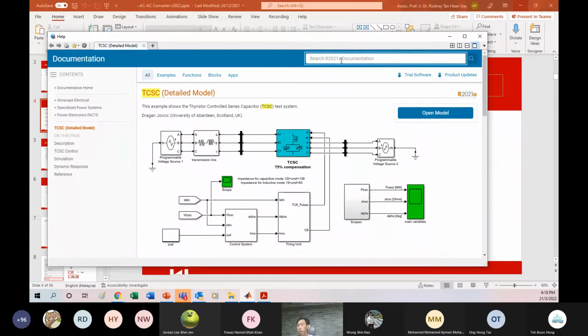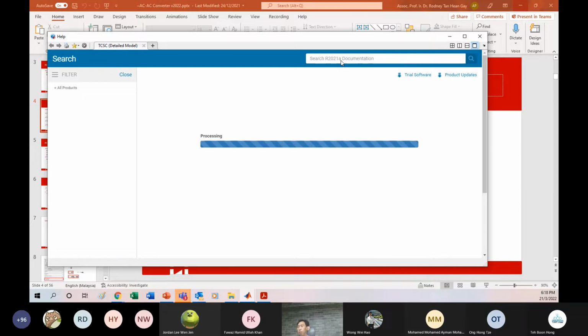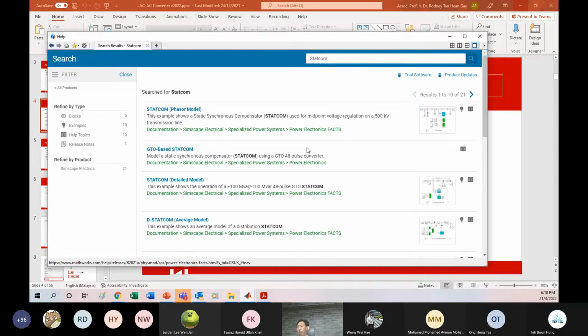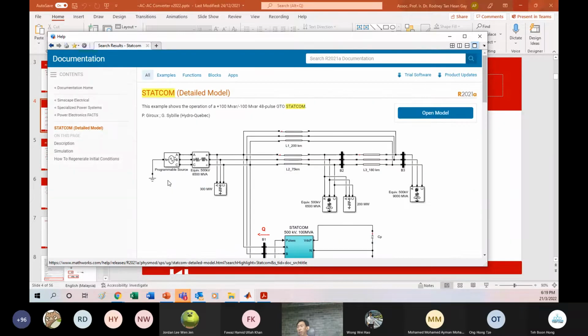Let's see, STATCOM detail model. Okay, we have this STATCOM.